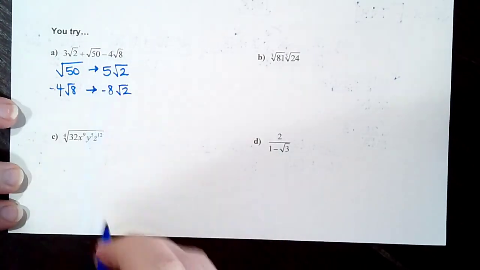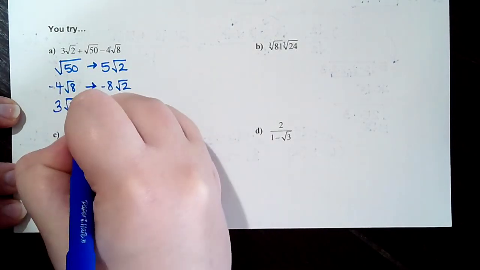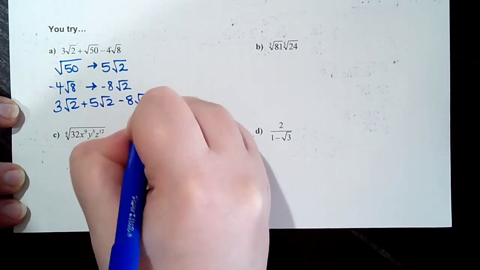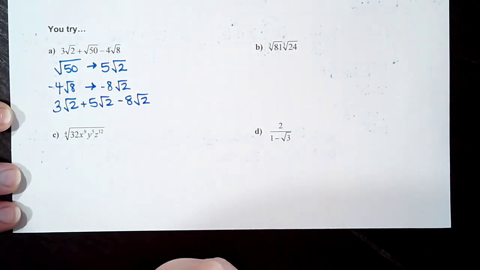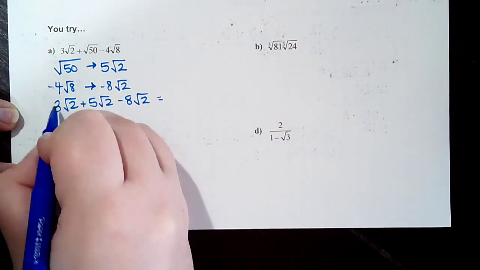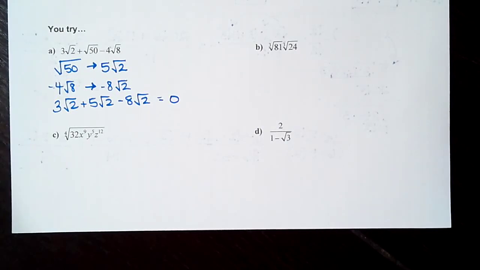Knowing that I've simplified those two things, let's rewrite the problem. 3 root 2 plus 5 root 2 minus 8 root 2. You can use the substitution technique that I showed earlier in the video, or if you don't need it, 3 plus 5 minus 8 is just 0 times root 2, or 0.